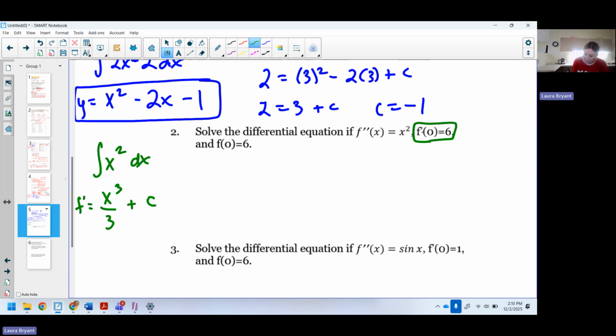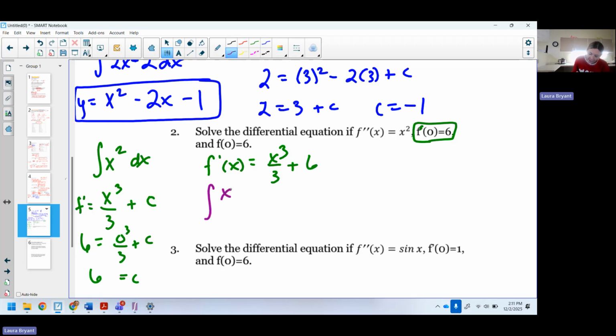Then I use this ordered pair, that's a little prime right there. So I plug in 0 for x and 6 for y. And it turns out that c is 6. So updating my equation, I get x cubed over 3 plus 6. Okay, so that's my first derivative. Then if I want to go to the original, I have to integrate again. So add 1 to the power, divide by the new power. If you already have a denominator, you can just multiply the denominators together. So dividing by 4 there makes 12 the denominator.